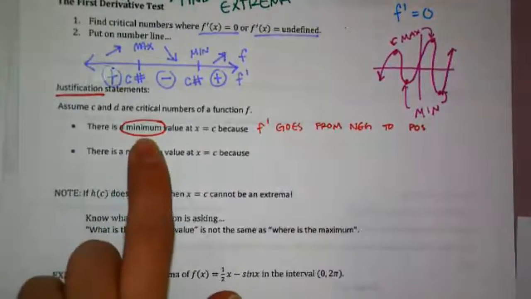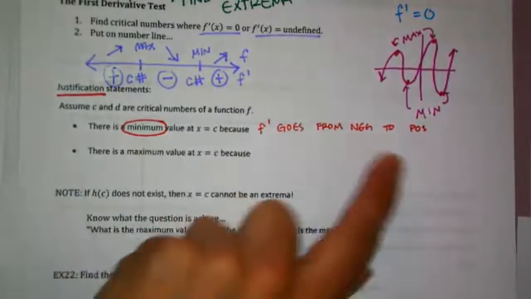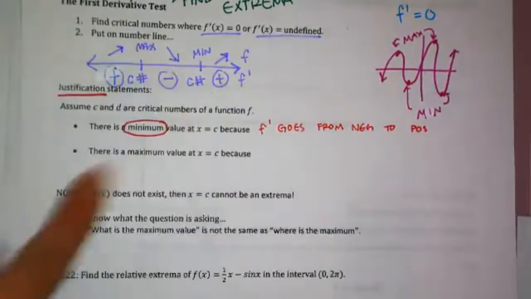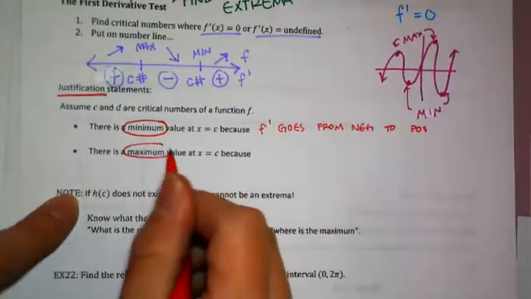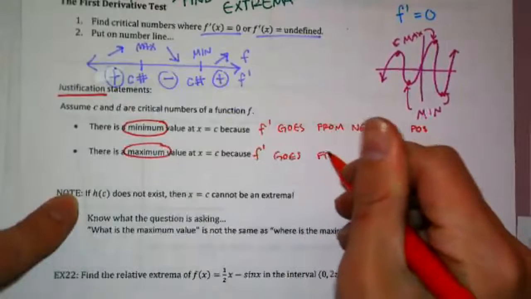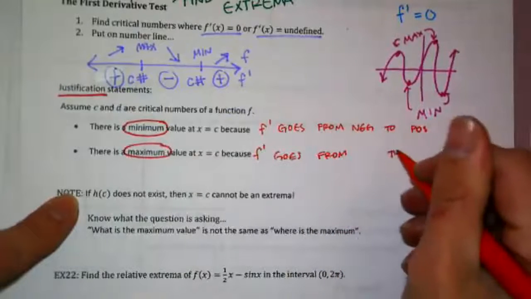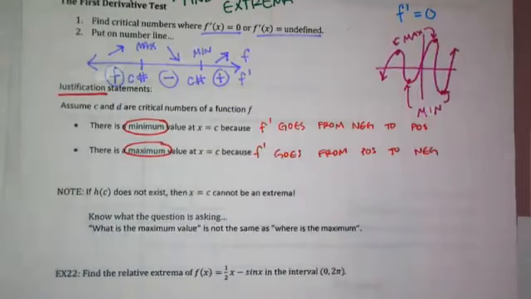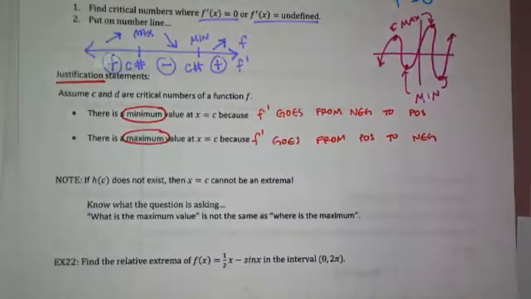So if you're justifying a minimum, your f prime goes from negative to positive, because that's how the number line goes, right? If you're talking about maximums, f prime goes from what to what? Positive to negative. All right, it has to be that way. Minimums go negative to positive, maximums go positive to negative.